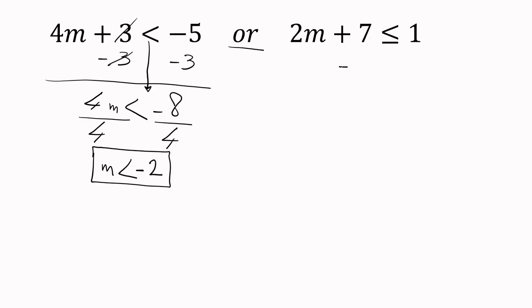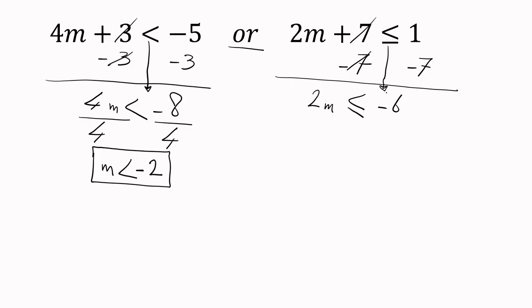I need to add negative 7 to both sides. If I do that, these two are gonna cancel each other out and 2m is less than or equal to negative 6. Negative 7 plus 1 would be negative 6. Divide both sides by 2 because it is positive. The direction of the inequality should not change. So m would be less than or equal to negative 3.